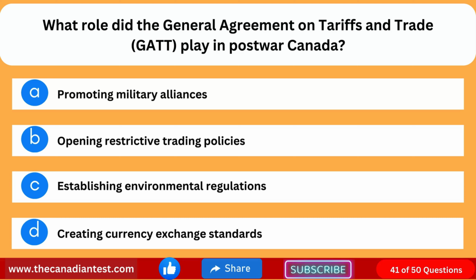What role did the General Agreement on Tariffs and Trade, GATT, play in postwar Canada? Option A, promoting military alliances. Option B, opening restrictive trading policies. Option C, establishing environmental regulations. Option D, creating currency exchange standards.